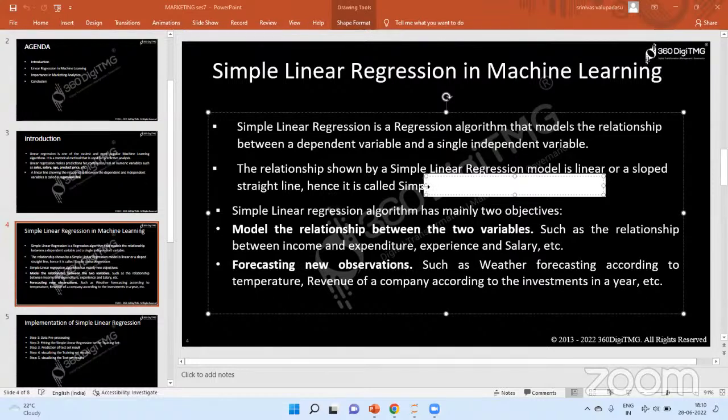Next, how to implement simple linear regression. Before that, it is a regression algorithm that models the relationship between a dependent and a single independent variable. The relationship shown by this regression model is linear, or sloped. And these are the two objectives. Next, how to implement this.